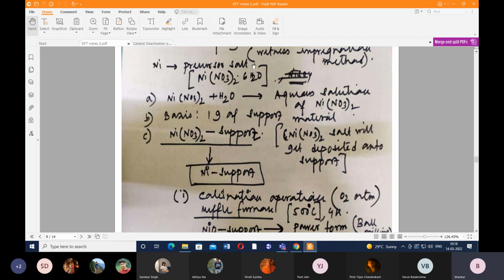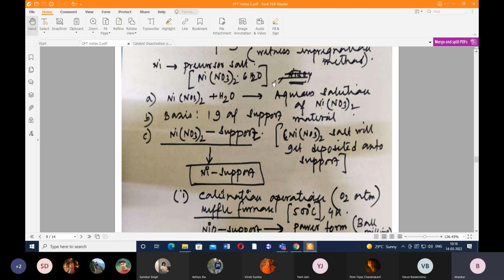Here I have taught you how to synthesize nickel. So maybe I can ask you how to synthesize iron nanoparticles, or cobalt nanoparticles dispersed on alumina. For that, you will have to use iron nitrate, that means ferric nitrate nonahydrate, Fe(NO3)3·9H2O, or ferric carbonate or ferric acetate. These are the precursor salts we will use to synthesize an iron based catalyst. Similarly, for a cobalt based catalyst, we will use cobalt nitrate, cobalt sulfate, cobalt carbonate, cobalt acetate, like that.